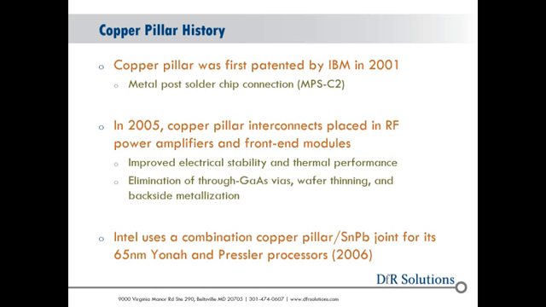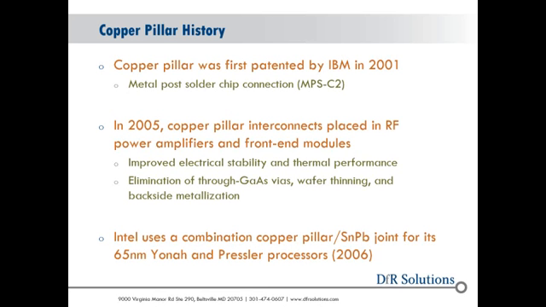So copper pillar was first patented by IBM in 2001. They called it the metal post solder chip connection. Typical IBM, they like their acronyms. And only 4 years after it was patented, we start to see copper pillar interconnects in one very specific area, and that's RF power amplifiers and front-end modules.